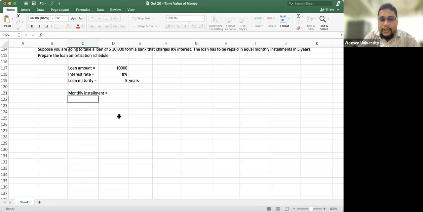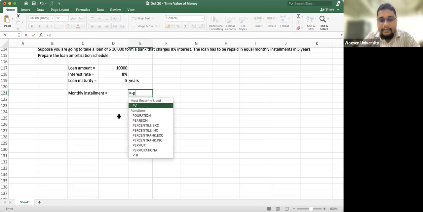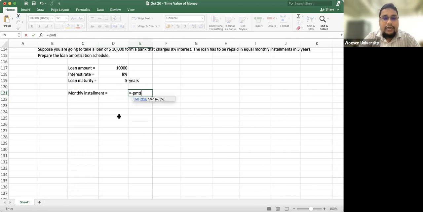The reason I'm showing it is you actually need a lot of adjustment in your function, to calculate when the frequency of installment is not yearly. So monthly installment will be equal to minus, for avoiding the minus sign, PMT, that is for sure. Now you can see the syntax.